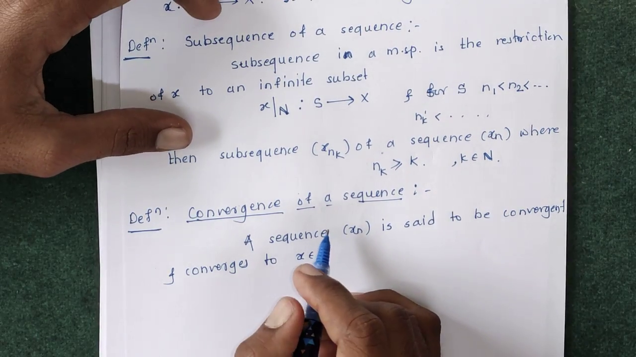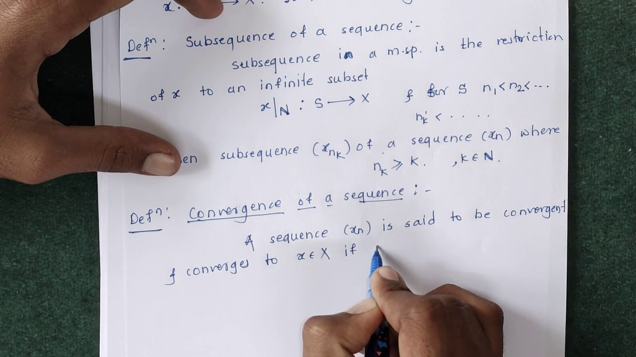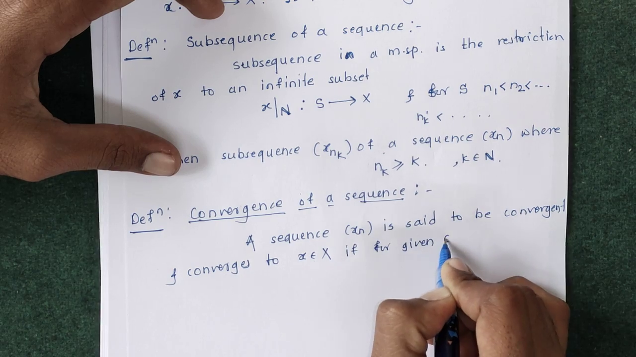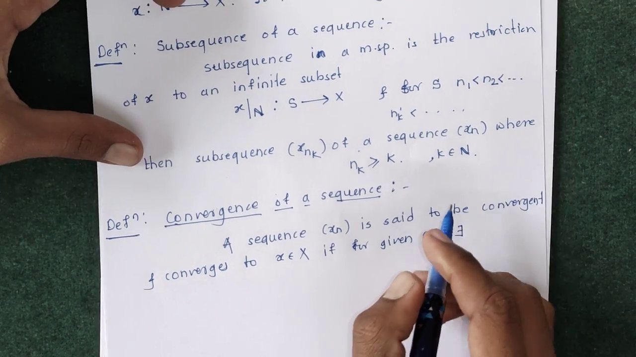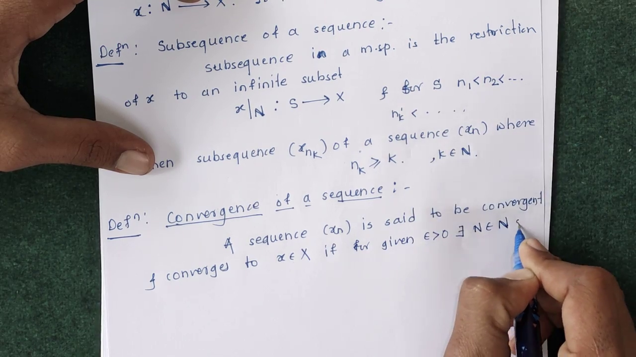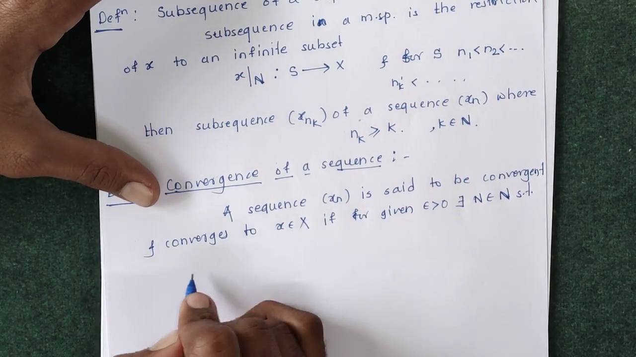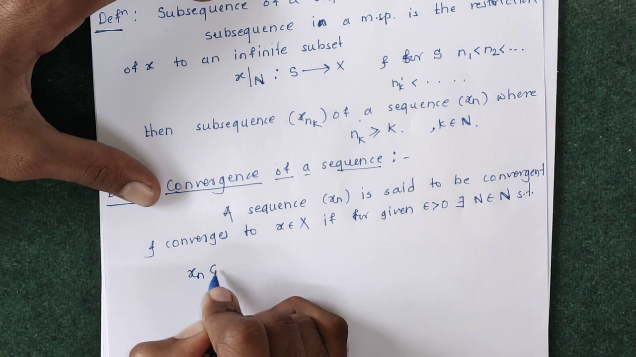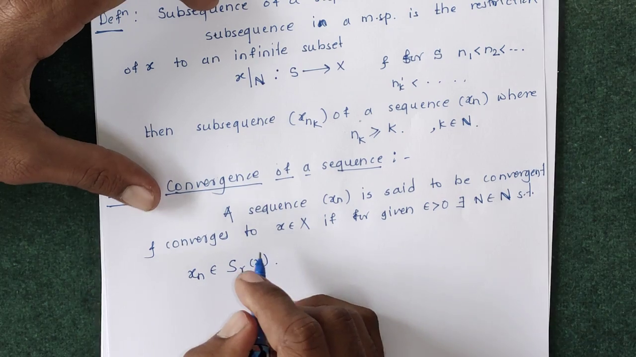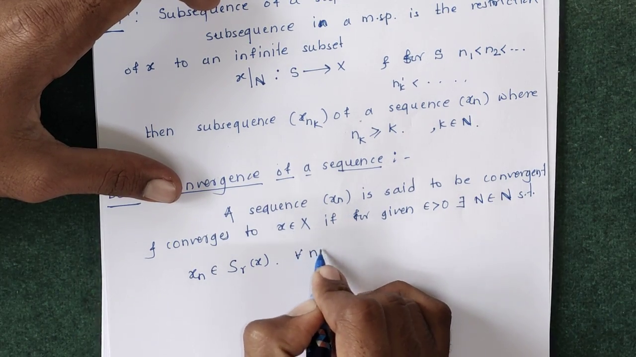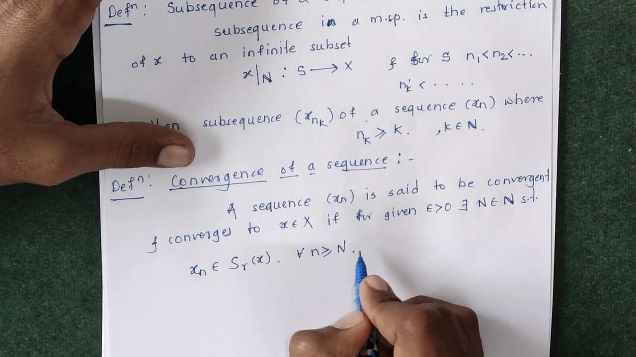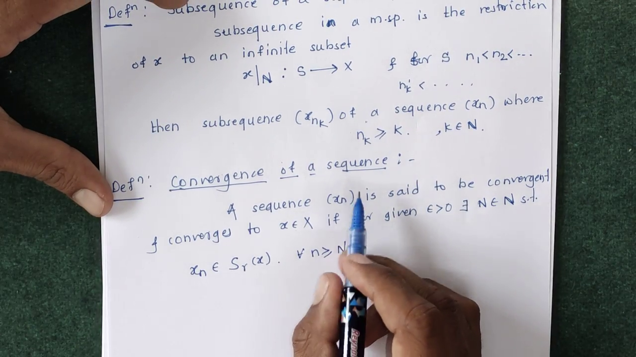So, this x belongs to X if, for any given epsilon positive, there exists some natural number N, N belongs to the set of natural numbers, such that xn belongs to the open sphere centered at x, xn belongs to SR of x for all n greater than or equal to capital N. This is the definition of convergence of a sequence in a metric space.